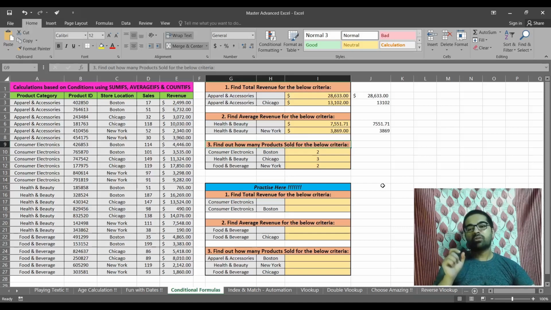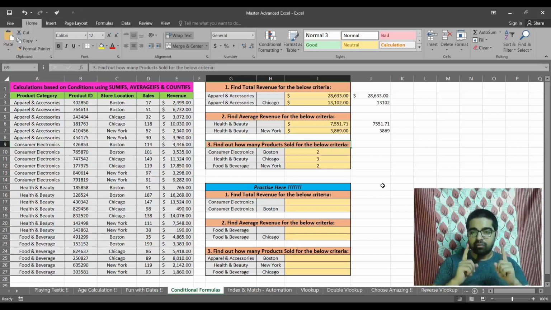Okay, see, what is the question? Find out how many products sold for the below criteria. They are not asking sum, they are not asking average, they are asking how many products. It means that they are asking how many products, whether 5 products sold, whether 10, 20, 50, 100, they want it in numbers, they want a count. How many products sold, you have to understand from this word. It means that they want a count. 20, 50, 100, 200, 1000, how many?